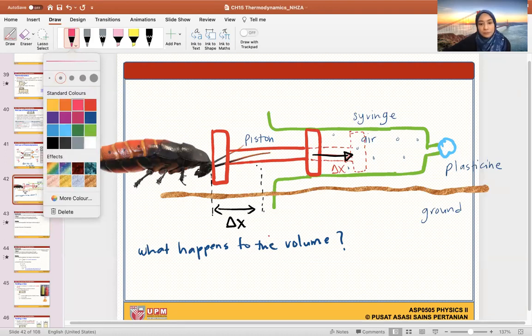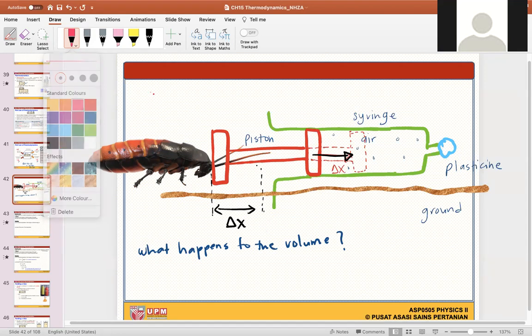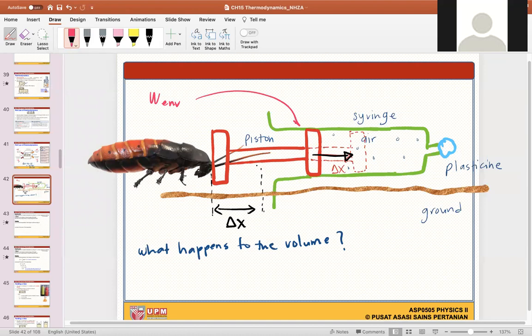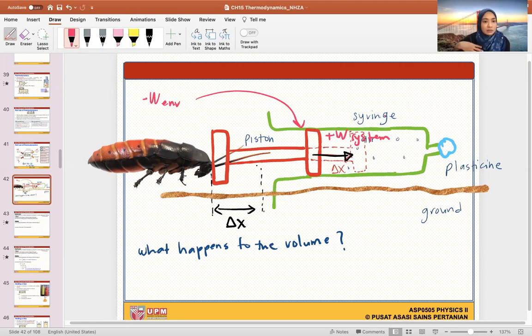If the environment does work on the system, so the system will get positive work, correct? Okay, what else? So if the environment is doing work, it is losing energy, so it's negative work done for the environment. So the work goes to the system.